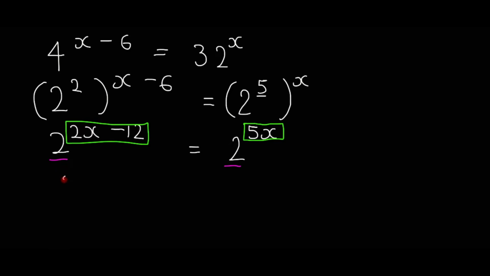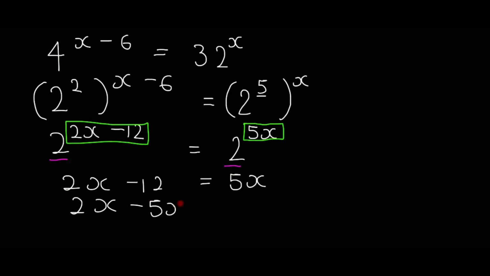So I will say 2x minus 12 is equal to 5x. And then from there I can group the like terms. So I can take this 2x to the other side, or take 5x and bring it to this side. So if I do it this way, I have 2x minus 5x, and then I take this -12 and bring it to this side. So 2x minus 5x gives minus 3x. So minus 3x is equal to 12.